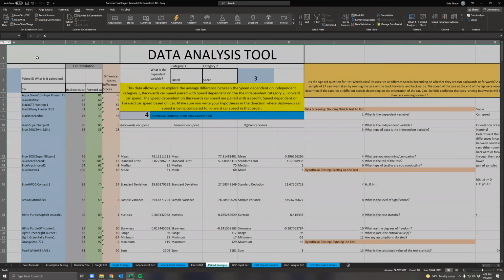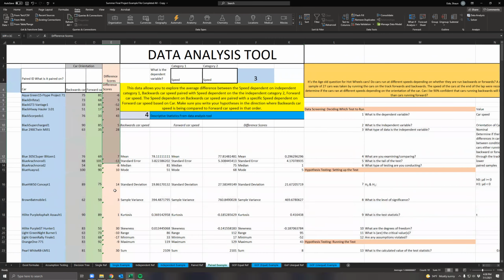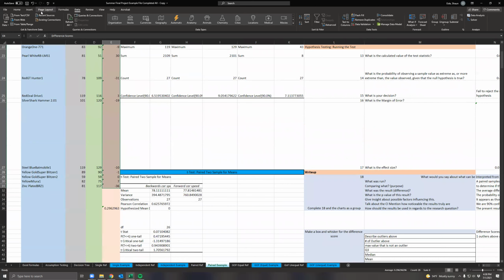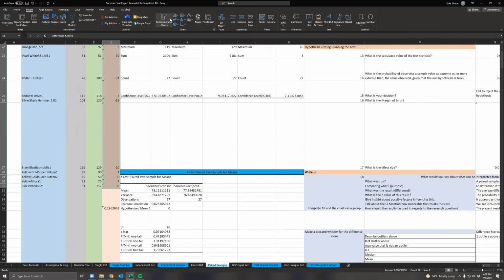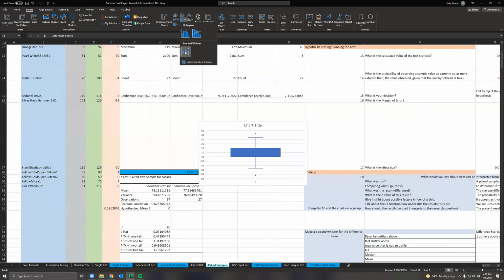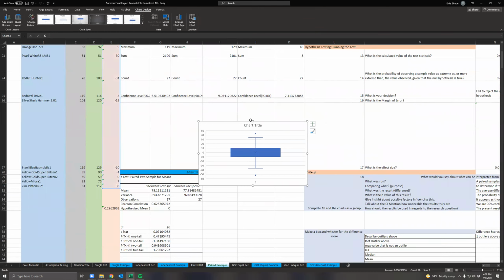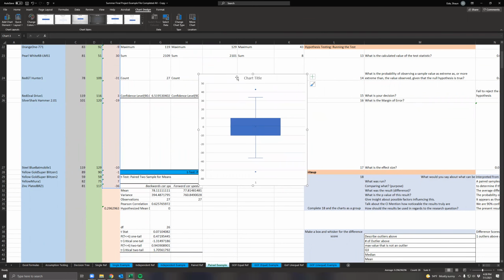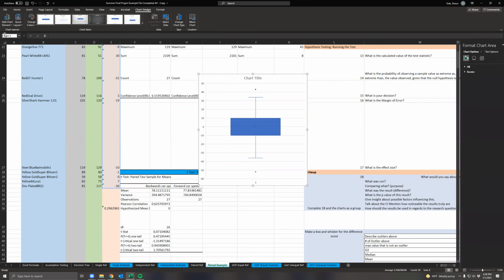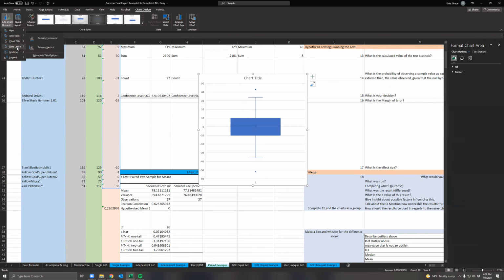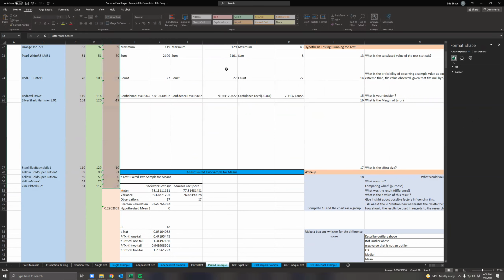Let me show you really quick how to do this. We're going to highlight the difference score, and then insert a box and whisker chart, and then you can modify this. Double click on it, then add chart element, data labels to the left, and make sure that you give it a title, and so on and so forth. Any value above 34 or below negative 36 are outliers.